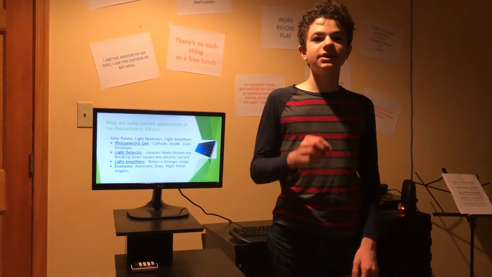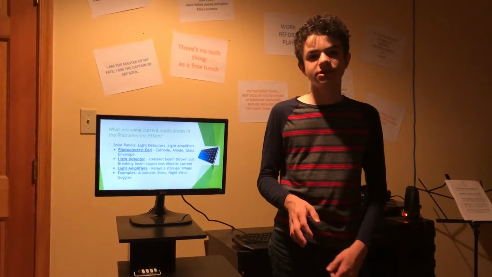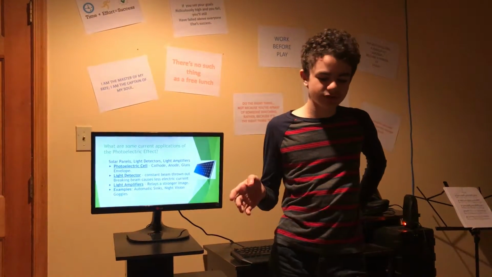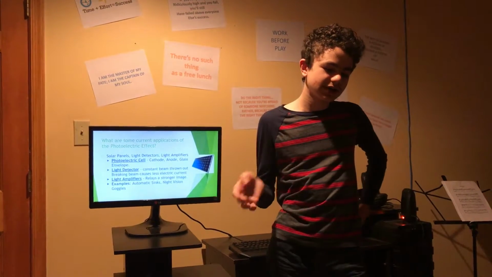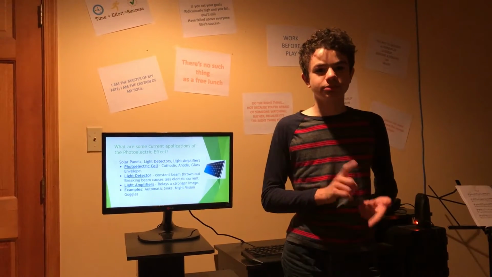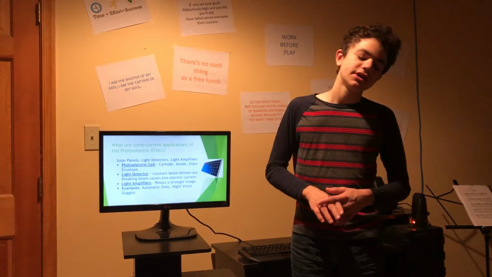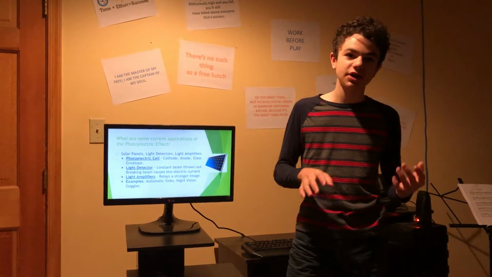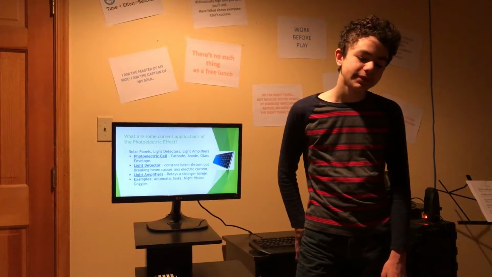And there are also light amplifiers, which take light and through the photoelectric effect, turn it into electrons, which are then multiplied and turned back into photons, which will increase the brightness and the contrast of an image. An example of that would be night vision goggles, and an example of a light detector would be an automatic sink or an automatic door.